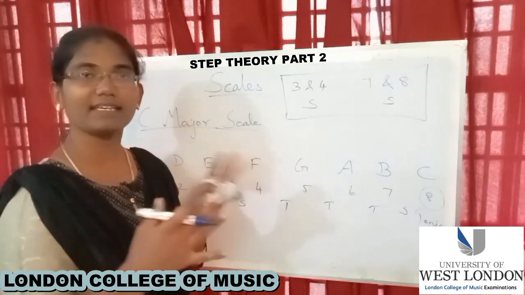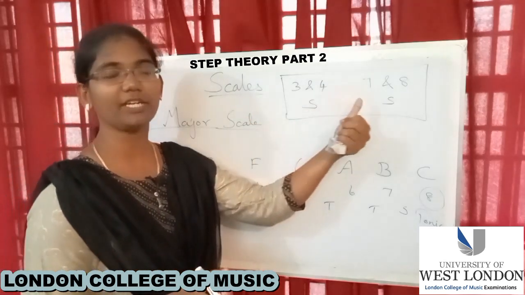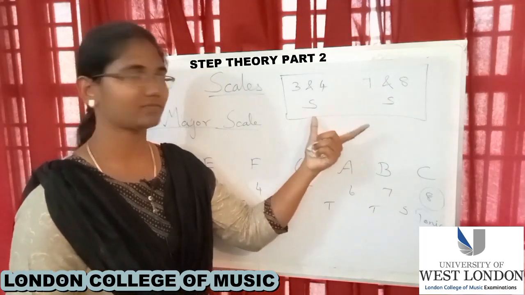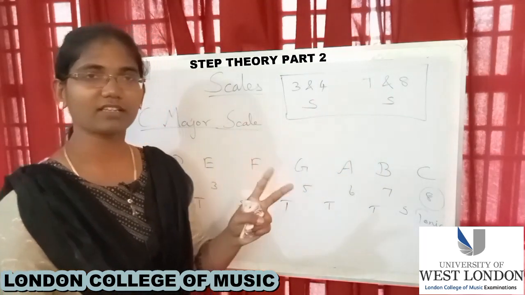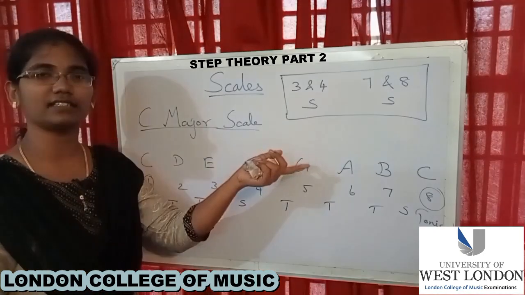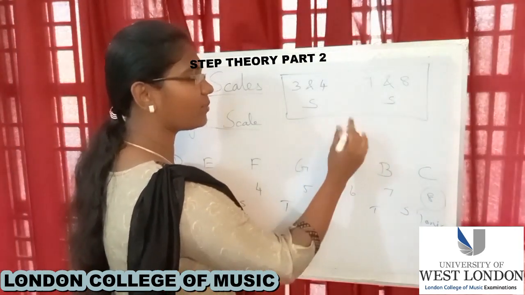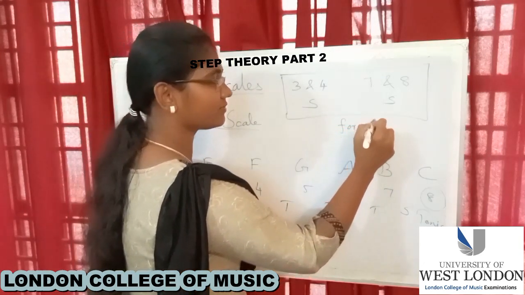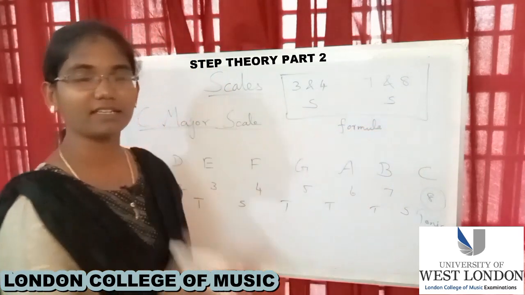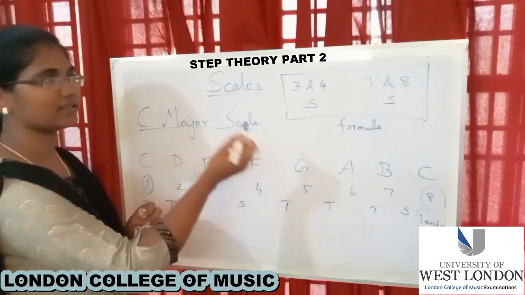So all the other major scales also must have the same semitone gap. 3 and 4 and 7 and 8 must be in semitone. Have you all clear? We are going to apply this pattern, this formula, in all the other major scales. So C major is basic for all other major scales.